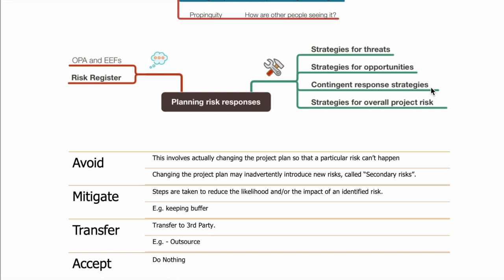And these are step-by-step plans. So we would look at the bigger risk, and maybe the organization looks at them at their level, and the strategies for overall project risk. This again is done by a portfolio manager to see whether this is a riskier project. And they would decide how we handle the project overall.